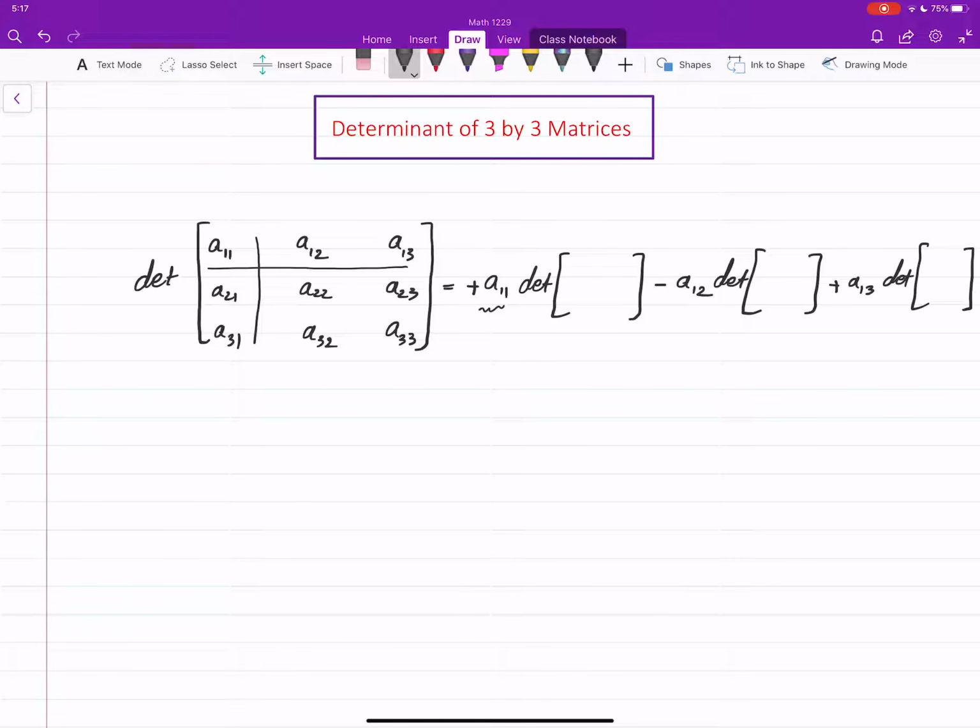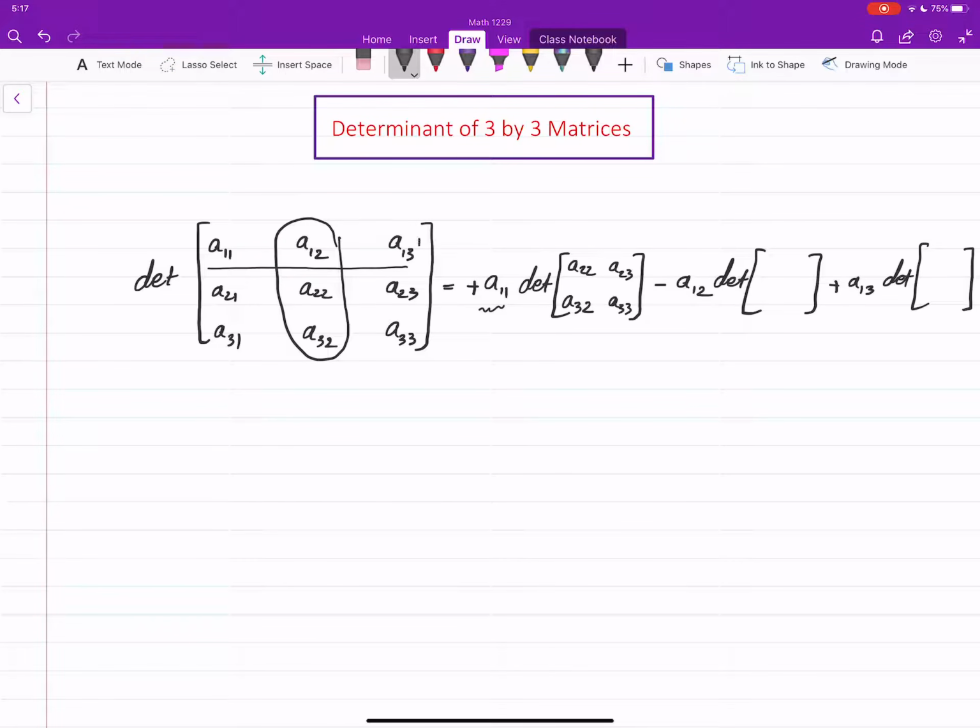Okay? So here, this will be A22, A23, A32, A33. Nice. That's the first determinant. The determinant that we need to multiply to A12 is obtained by deleting the rows and columns of A12.